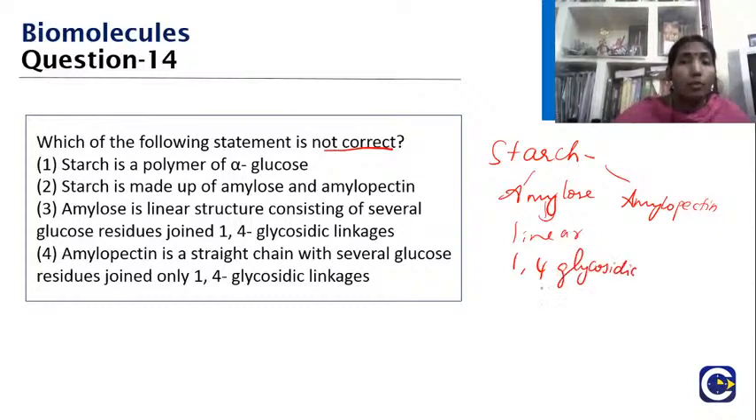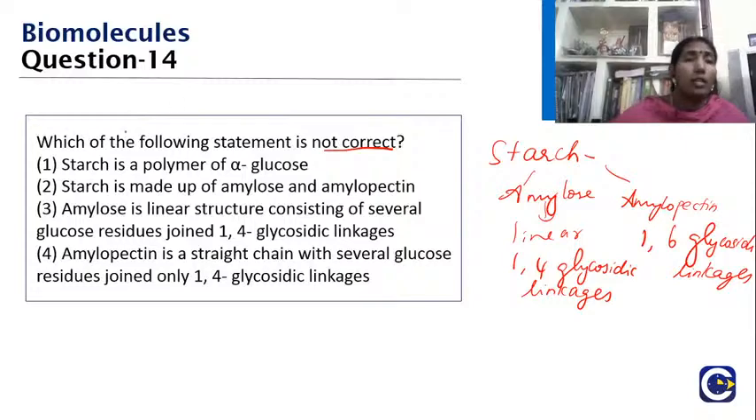But what about the amylopectin? It will have branching. It will have straight chains and branching, and at the branching points it will have 1,6 glycosidic linkages. So that you should know.